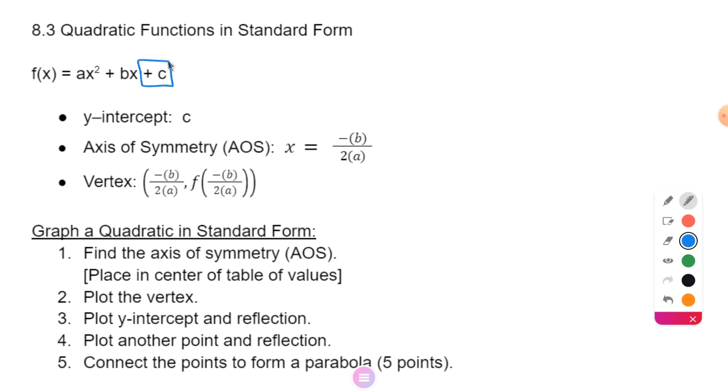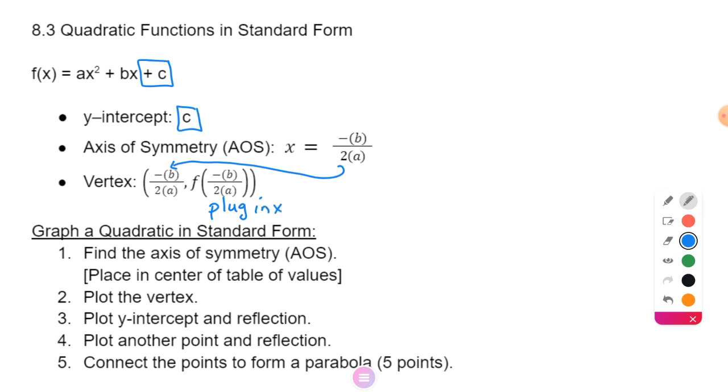It's our c. Our axis of symmetry, remember that line that cuts the graph down the middle, is not going to be as visible in this format, so we're going to have to use a formula that says negative b over 2a. So the negative of that middle term divided by 2 times my a value. And then the vertex, don't panic, that looks really awful. It's just the x value of the axis of symmetry, and then you're going to plug in the x value.